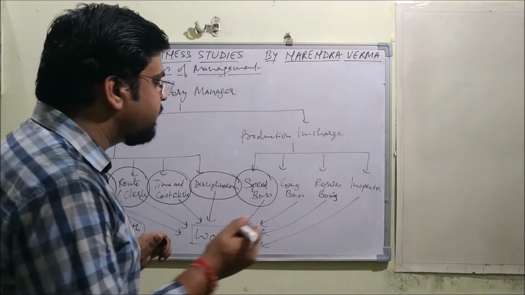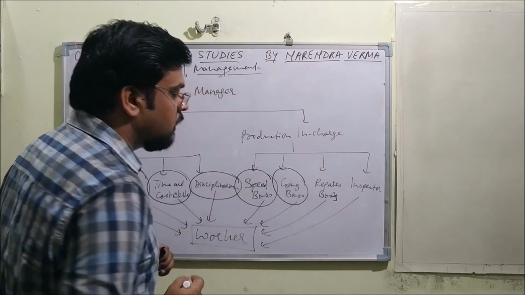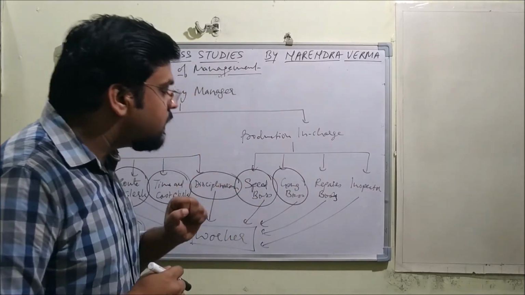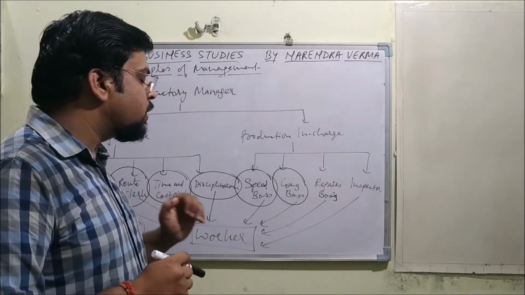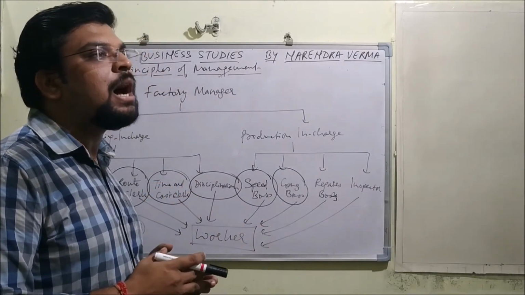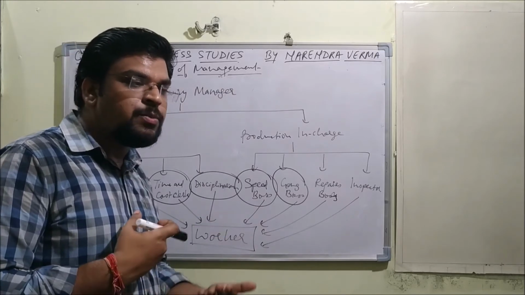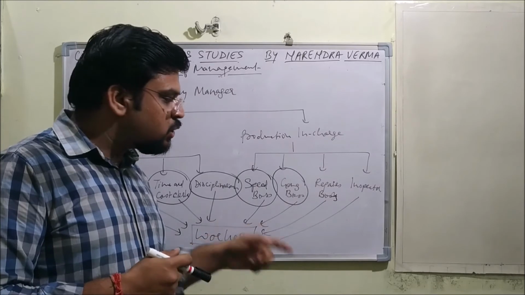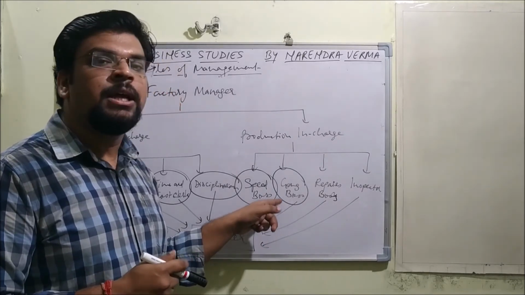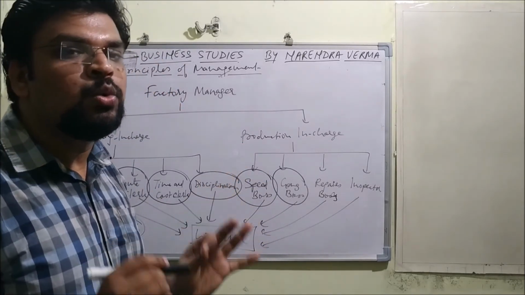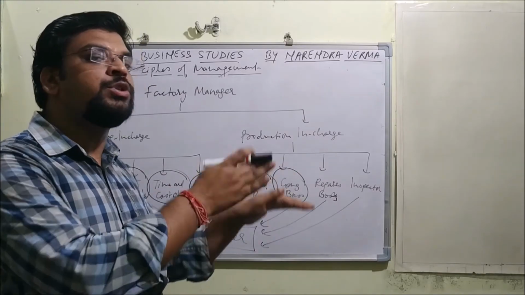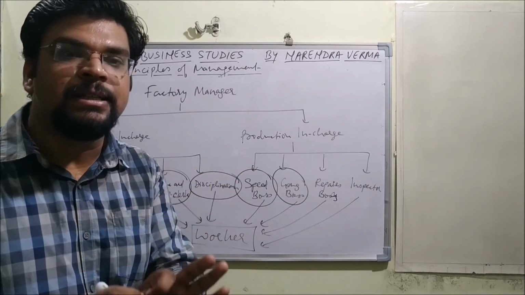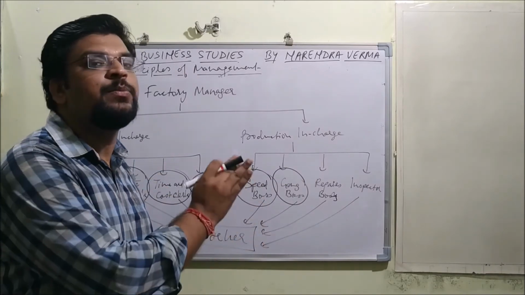Now let's talk about the gang boss. Gang, don't think anything negative about it. His responsibility is this: when workers start production, they have to deal with machines and tools. So all the machines and tools have to be in a position where they can be operated very easily, without any kind of problem.